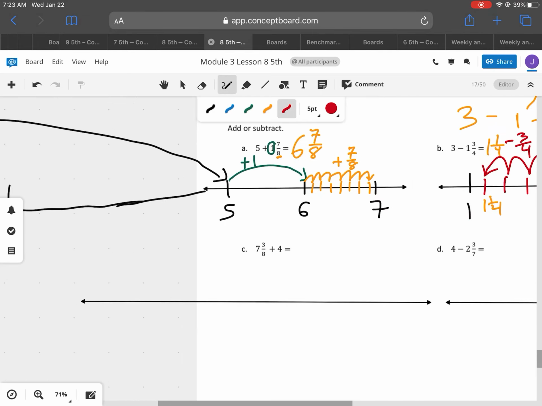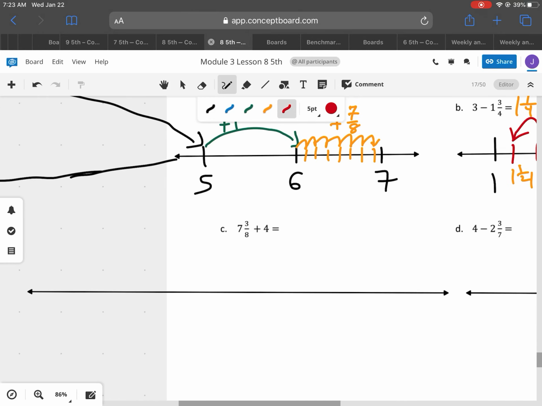Alright, so let's go ahead and take another one. Here we have 7 3/8 plus 4. Alright, so I'm going to go ahead and start it from 7. We already have a 7. So I know I'm going to add 4. 7 plus 4 is 11. And then I'm going to add some more. So I'm going to have to go to 12.